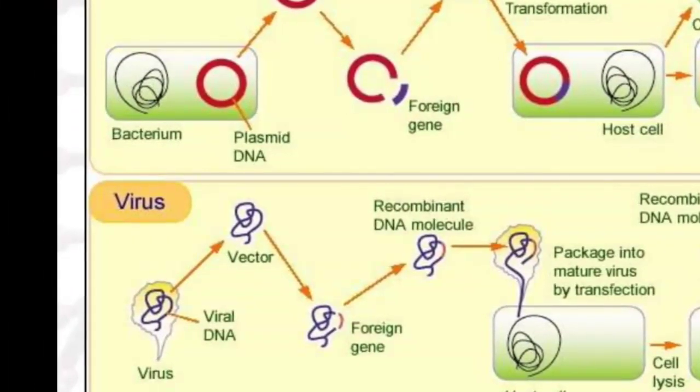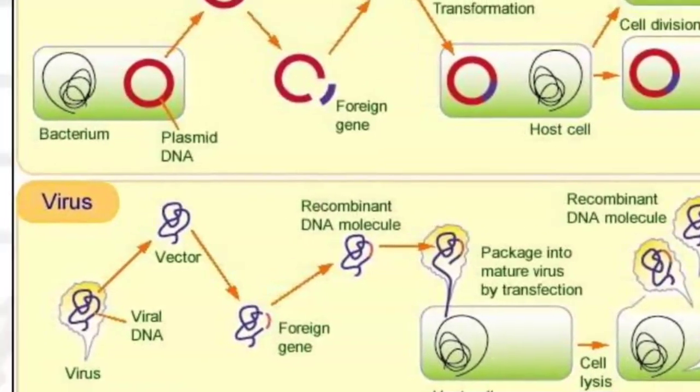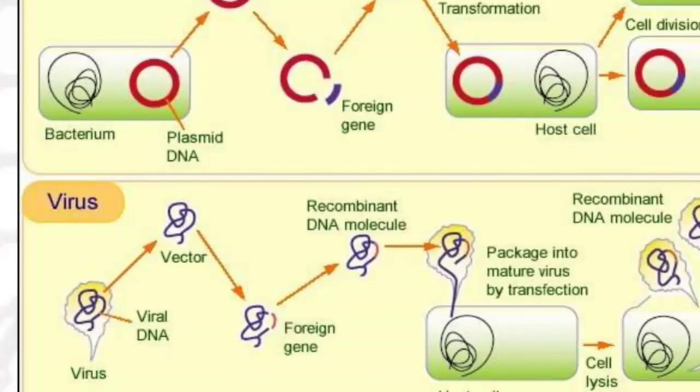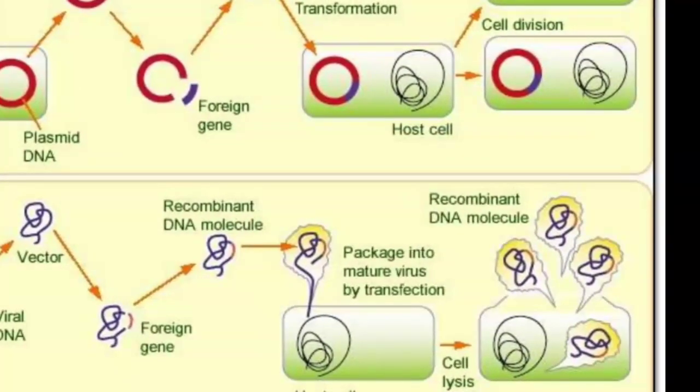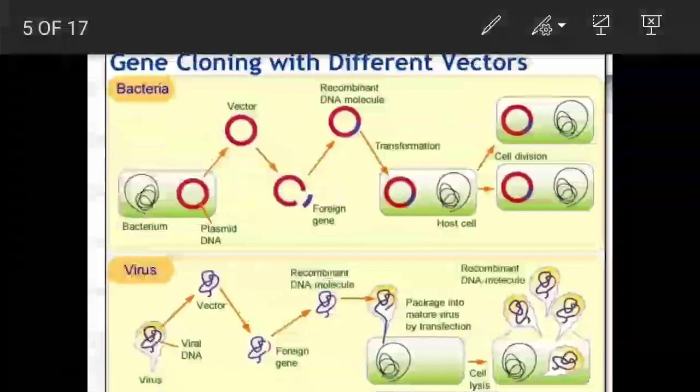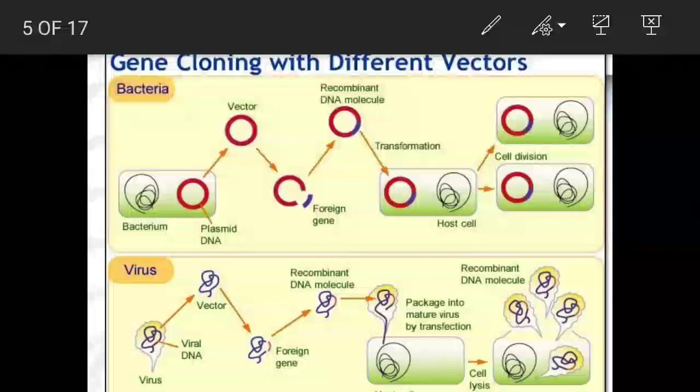If we use a virus, the viral DNA is the vector. The foreign gene is extracted, recombined with the DNA molecules, and packaged into the mature virus for transfection. When many viruses are formed, they make many copies of the recombinant DNA molecules. So with the help of the T2 virus and the plasmid, we can make many copies of the desired DNA.